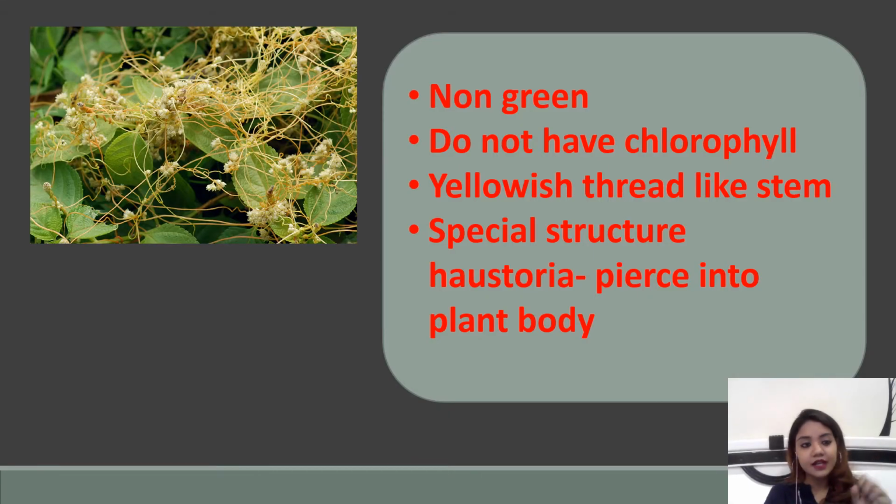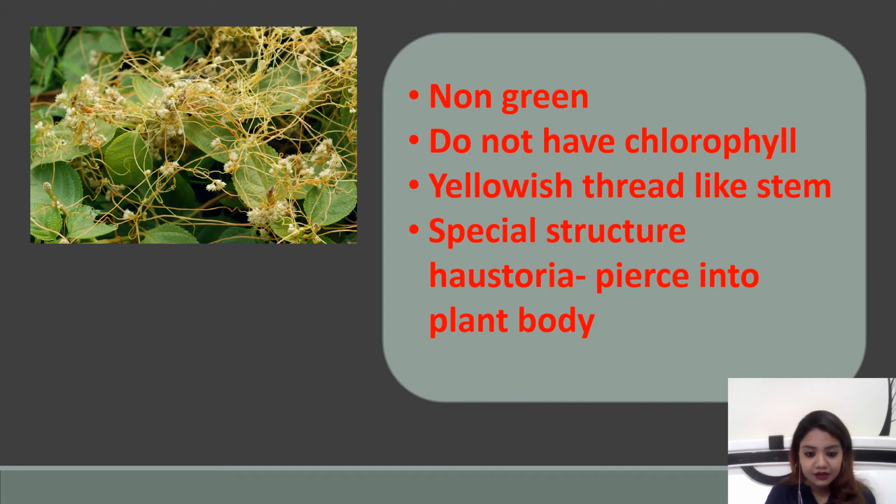I'm going to tell you about Cuscuta, a parasitic plant you've seen in the previous slide, in a bit more detail. Cuscuta is also known as Amarbel. It is a non-green plant because it does not have chlorophyll, so obviously it cannot make its own food. It is dependent on another organism for food. It has a yellowish thread-like stem.